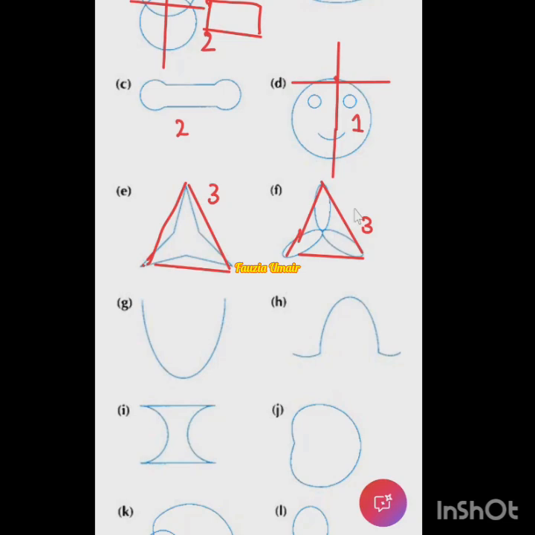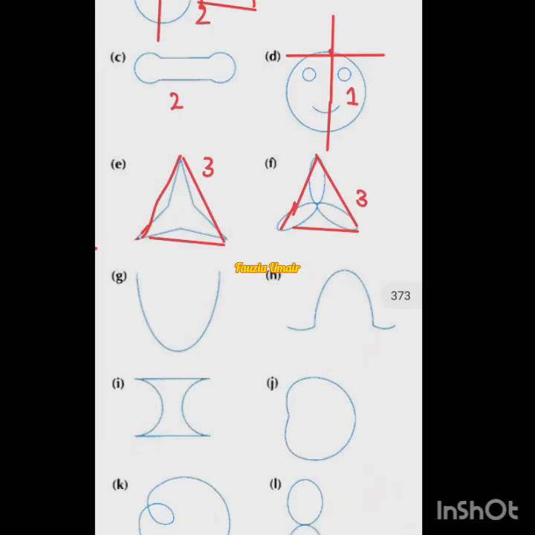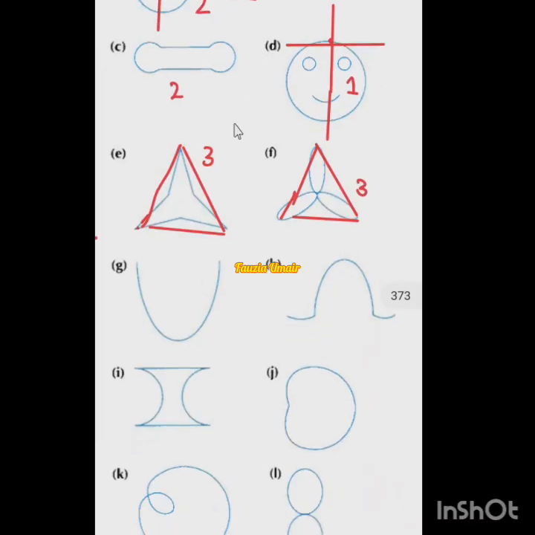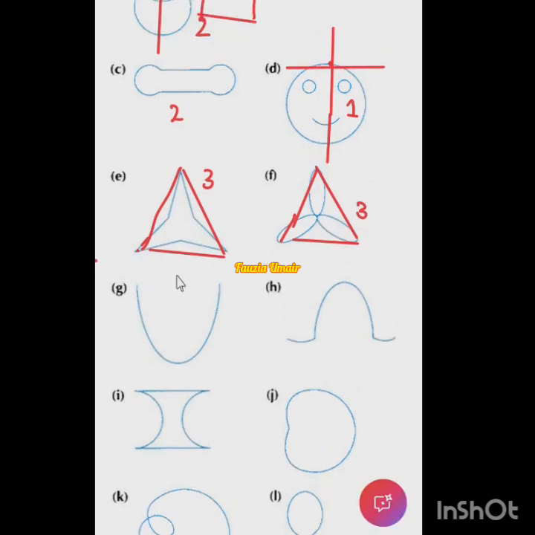So now what about G part? Ma'am, no lines because it's not a closed shape. No line because it's not a closed shape. Ma'am, it's not closed. Or we can have one line of symmetry. Symmetry is not a concept of polygons only, it's a general concept. One line of symmetry like this. Yes, like this is the line of symmetry, ma'am.